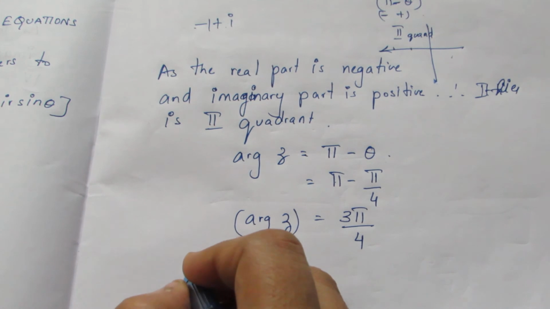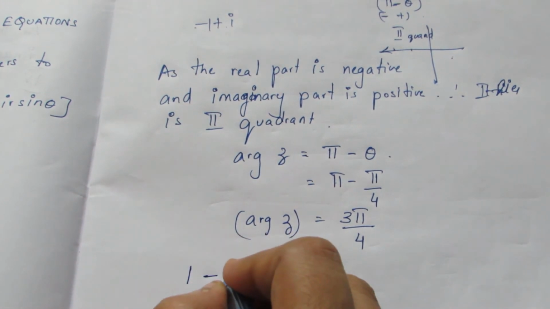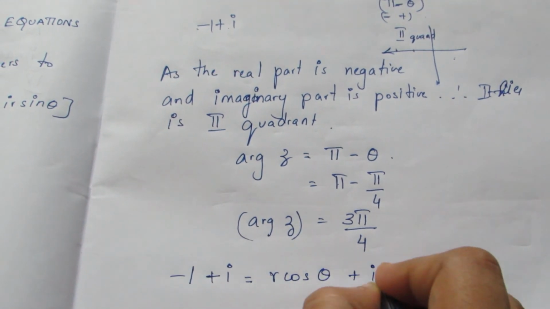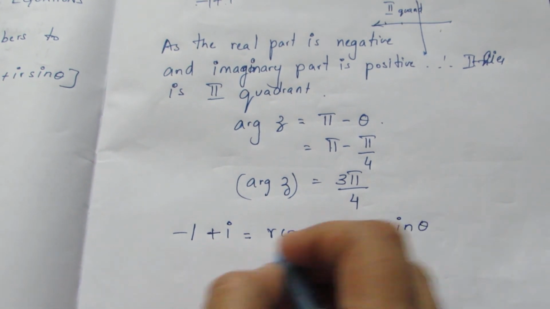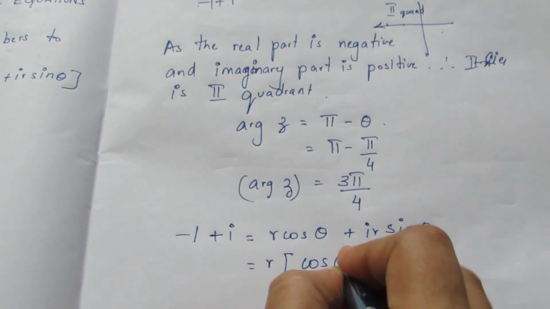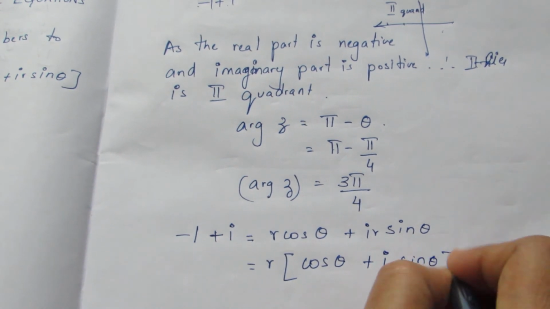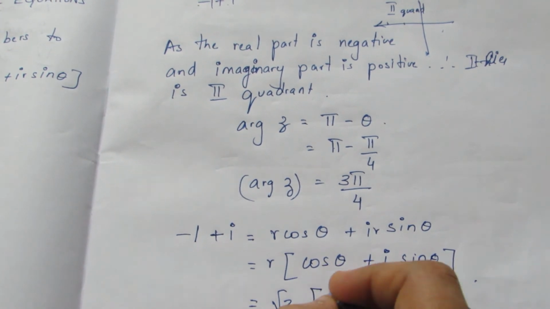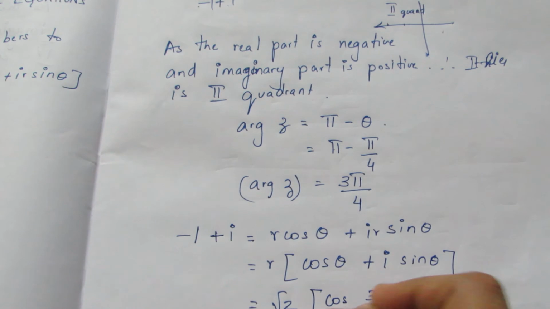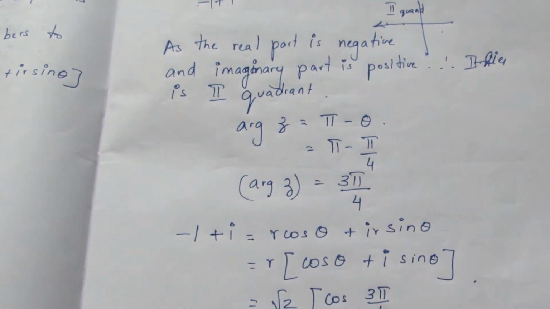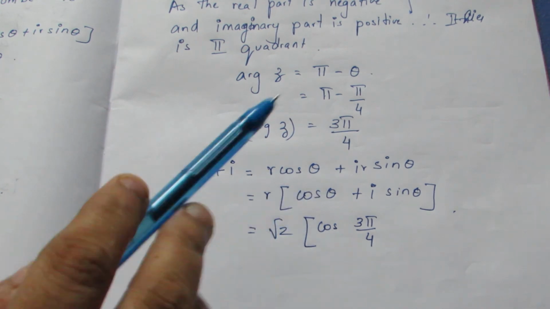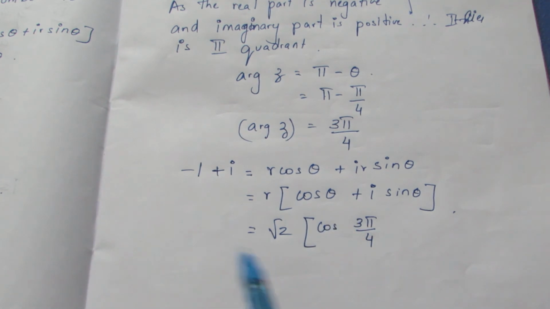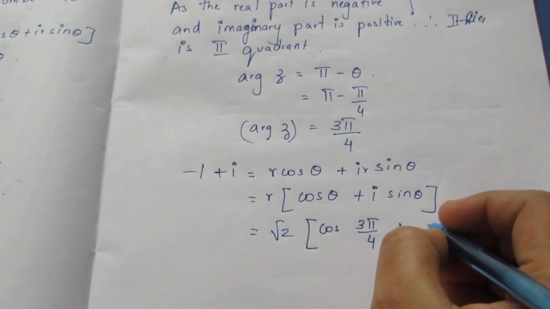So now we know that the polar form of -1 plus i is equal to r cos theta plus i r sin theta. Taking r common, we have r (cos theta plus i sin theta). Now substitute the values. We found the r value to be root 2 and cos theta is cos 3 pi by 4. The argument of z value we need to substitute, not the theta value we found before. We need to always substitute the argument of z, because here people go wrong. They substitute the theta value. It is not the theta value, it is the argument of z.